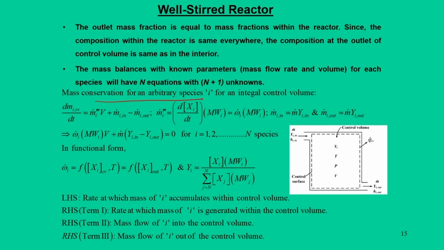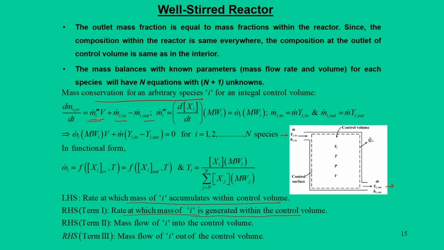The rate at which the mass of a species changes with time has three terms. The first term, dm_i/dt, is the rate at which mass accumulates in the control volume. On the right-hand side, the first term, m dot i triple dash, is the rate at which mass of species i is generated in the control volume, that means some species are generated. M dot i in and m dot i out refer to the inlet and exit conditions, the mass flow rate of i into and out of the control volume.